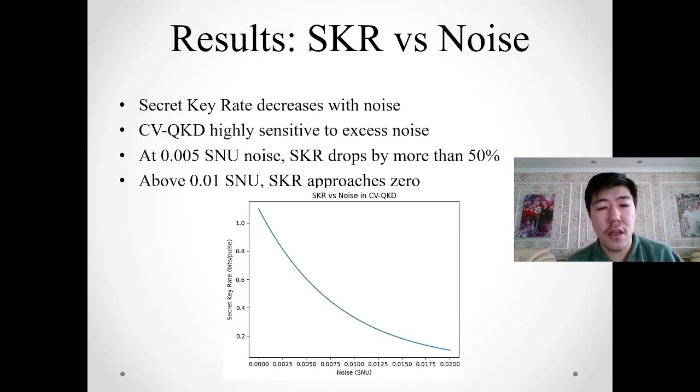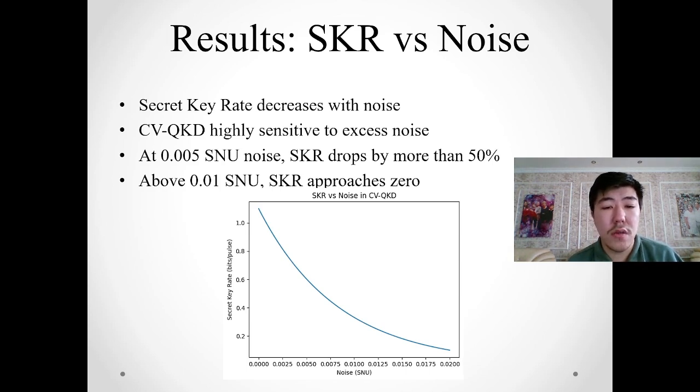So, the second result is the secret key rate versus noises. The graph shows how noises affect the secret key rate in CVQKD systems. The SKR represents how quickly secure encryption keys can be generated. As the noises in the communication channel increase, the key rate decreases rapidly.